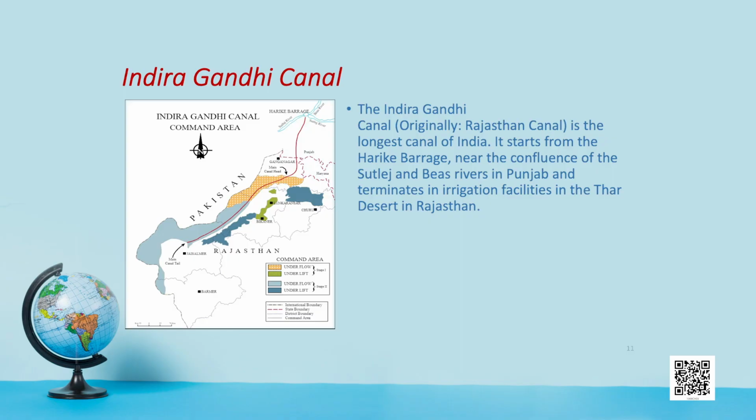One of the first such projects was the Indira Gandhi Canal. The Indira Gandhi Canal, originally Rajasthan Canal, is the longest canal of India. It starts from the Harike Barrage near the confluence of the Satluj and Beas rivers in Punjab and terminates in irrigation facilities in the Thar desert of Rajasthan.